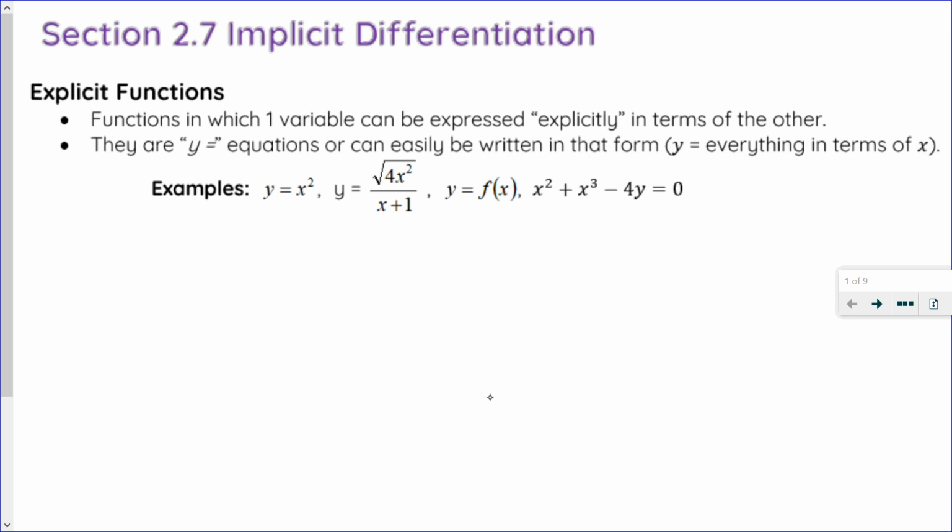So far, everything we've been doing has been explicit functions, which are just functions where one variable can be expressed explicitly in terms of another. So these are all those y equals equations, or they can be written as y equals equations. Some examples would be y equals x squared, y equals the root of 4x squared over x plus 1, etc. So y equals everything in terms of x.